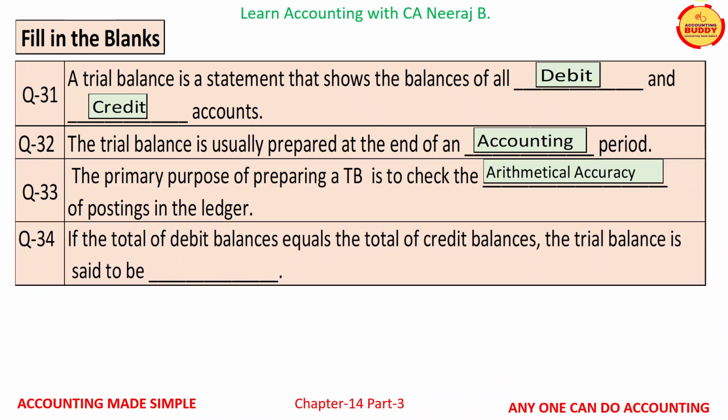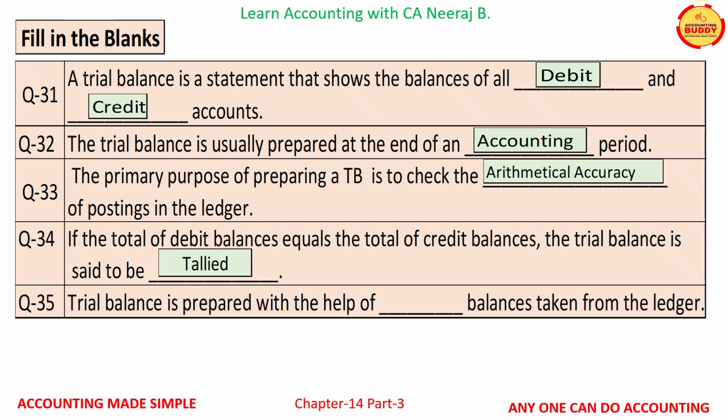Question number 34 is if the total of debit balances equals the total of credit balances, the trial balance is said to be dash and the correct word is said to be tallied. Question number 35. Trial balance is prepared with the help of dash balances taken from the ledger and the correct word is closing balances taken from the ledger.